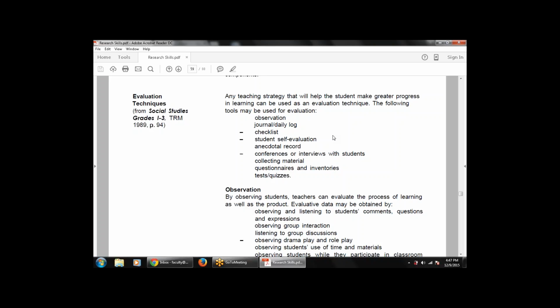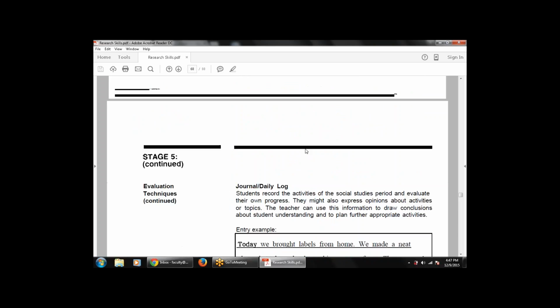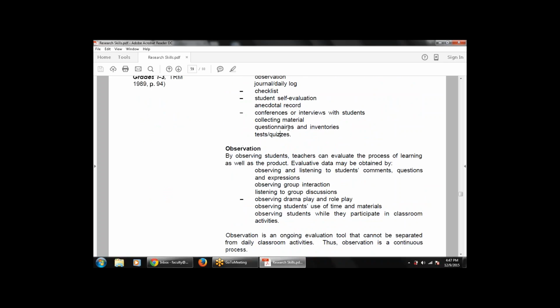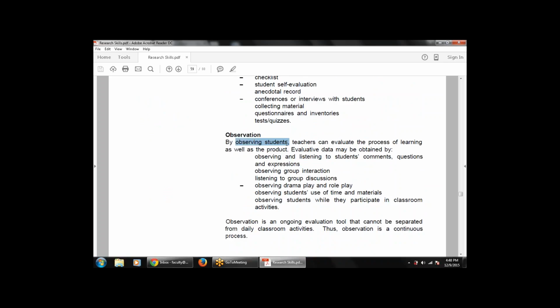First is the observation. Now let's see one by one what observation is. By observing students, the teacher can evaluate the process of learning as well as the product. That is how you can evaluate the process of learning as well as the product.